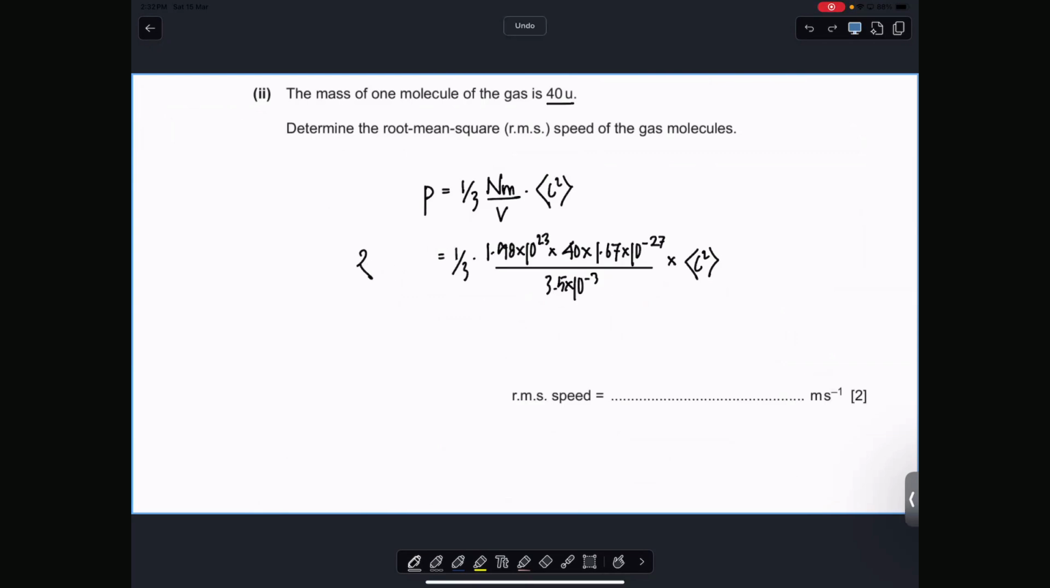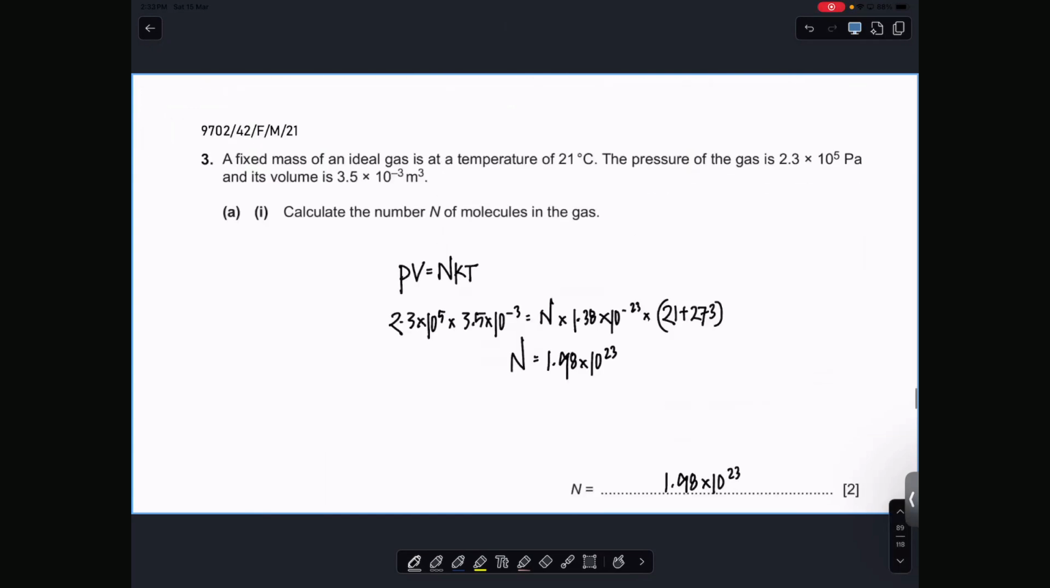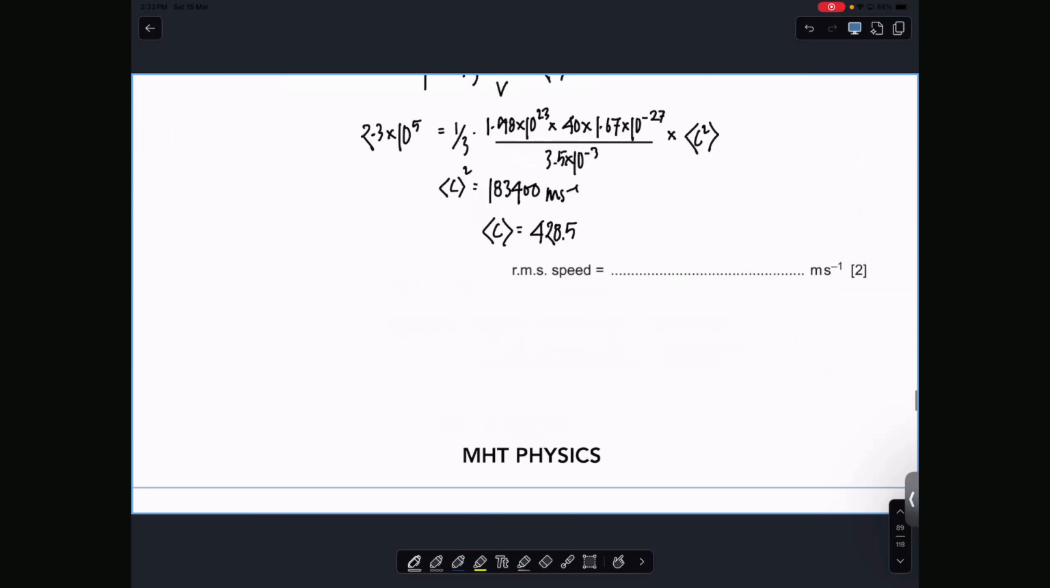Yeah, in the equation it's mean square speed. So 2.3 into 10 to the power 5. So এখান থেকে c কত আসে? 183,400 meter per second. Oh, that's c square. And c is 428.5. All the data is given to two significant figures, so 430.